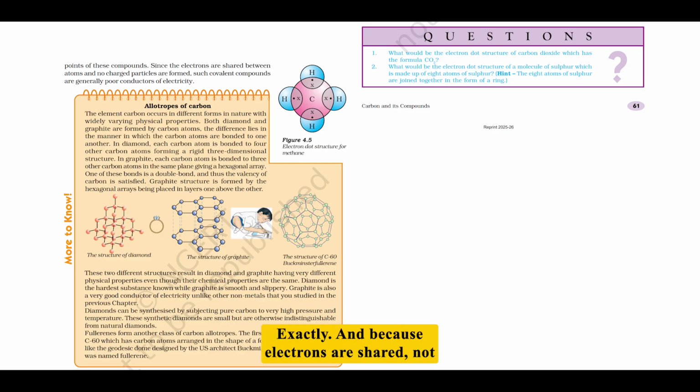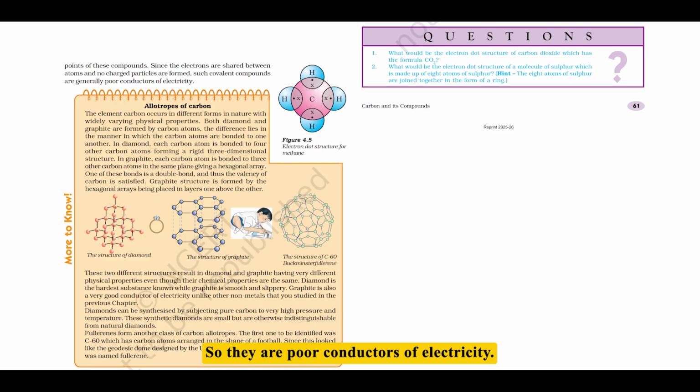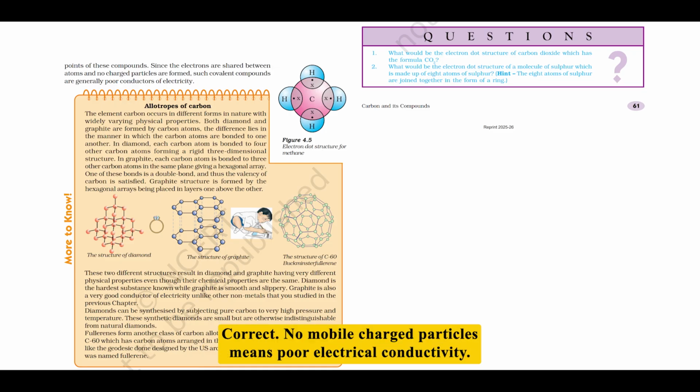Exactly. And because electrons are shared, not transferred, there are no free ions formed. So they are poor conductors of electricity. Correct. No mobile charged particles means poor electrical conductivity. These are fundamental differences compared to ionic compounds, really crucial for your exams. Got it. Strong bonds inside, weak forces between, no free ions, poor conductivity.